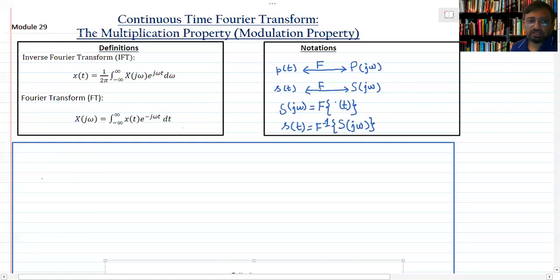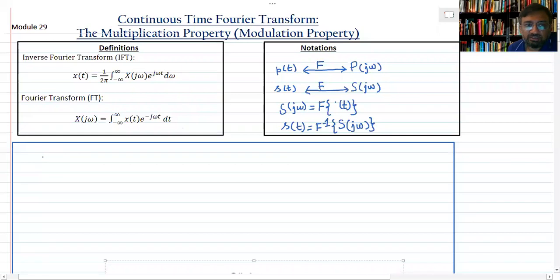In this module, we are going to discuss the multiplication property of continuous time Fourier transform. In the previous module, we saw the convolution property, which states that convolution in time domain corresponds to multiplication in the frequency domain. Now, multiplication property is a dual of the convolution property, that is, multiplication in time domain corresponds to convolution in the frequency domain.